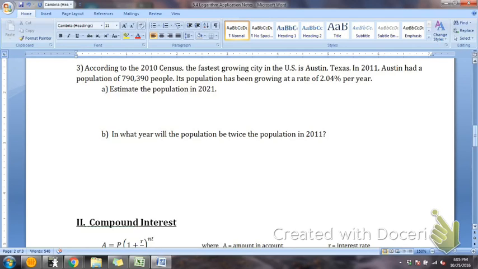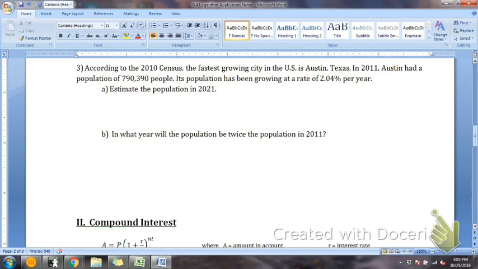Okay. According to the 2010 census, the fastest growing city in the U.S. is Austin, Texas. In 2011, Austin had a population of 790,390 people. Its population has been growing at a rate of 2.04% per year. Estimate the population in 2021.